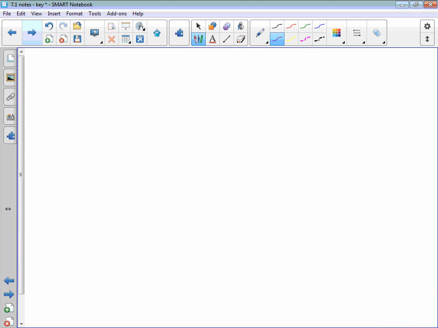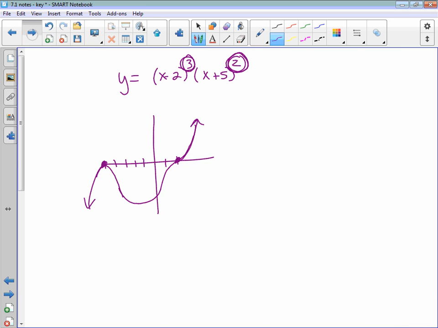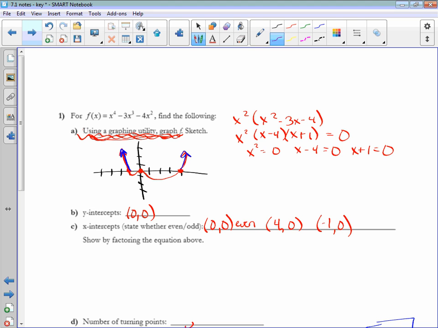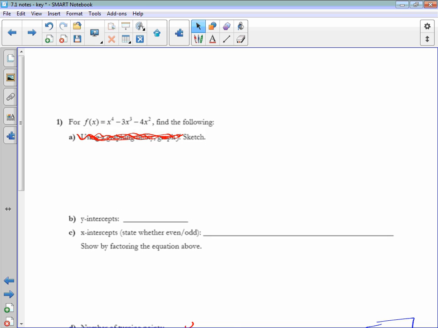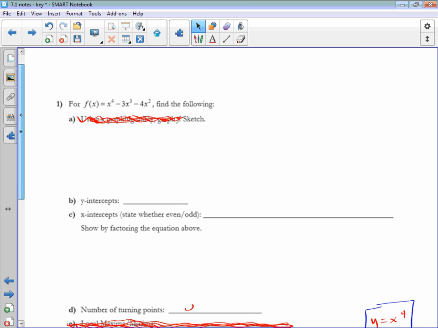Okay, let's try the next one. Let's go through this together. All right, so we have x to the 4th minus 3x cubed minus 4x squared, and I want you to sketch it, find the x and y intercepts, and then you can tell me the number of turning points, all that good stuff.